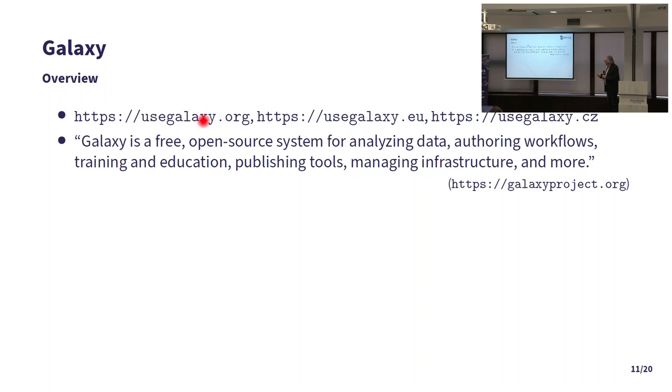There are several publicly available installations of Galaxy. That one comes from the US, this is the European one, and this is the one that we operate on our resources. All of them give more or less the same set of tools. We run this one to enable the resources to the users of the Czech national e-infrastructure to a larger extent than the shared one on the European or worldwide level.